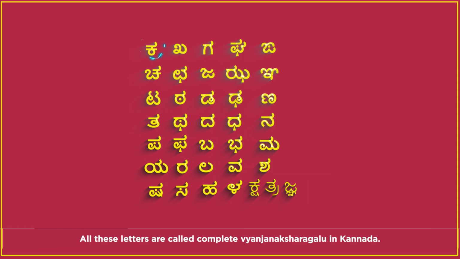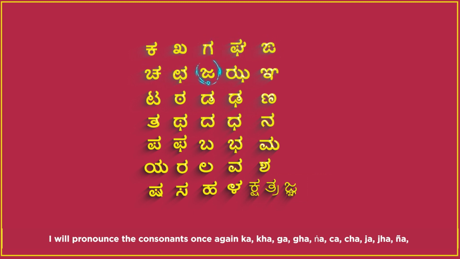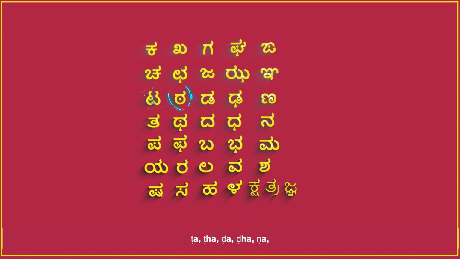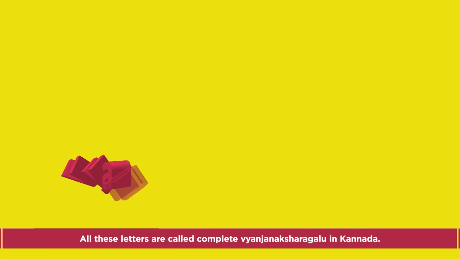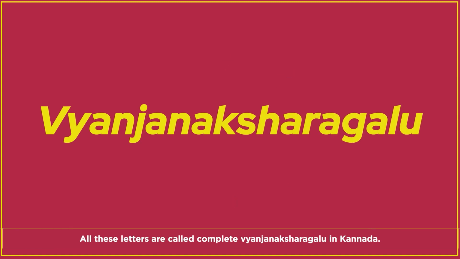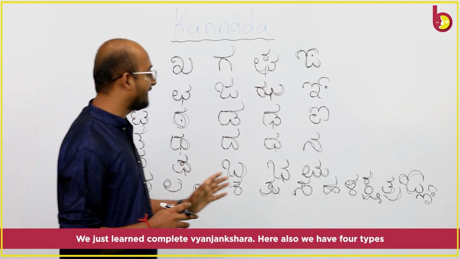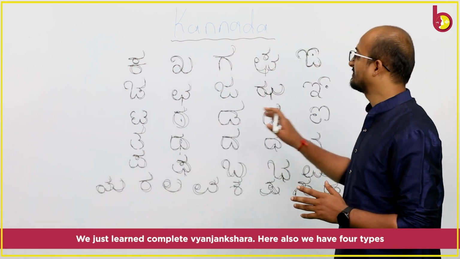I will pronounce again: ka, kha, ga, gha, nya, cha, chha, ja, jha, nya, ta, tha, da, dha, na, ta, tha, da, dha, na, pa, pha, ba, bha, ma, ya, ra, la, va, sha, sha, sa, ha, la, ksha, tra, gna. All these letters are called complete Vyanjanaksharagalu. In Kannada, we say complete Vyanjanaksharagalu. We learned complete consonants.